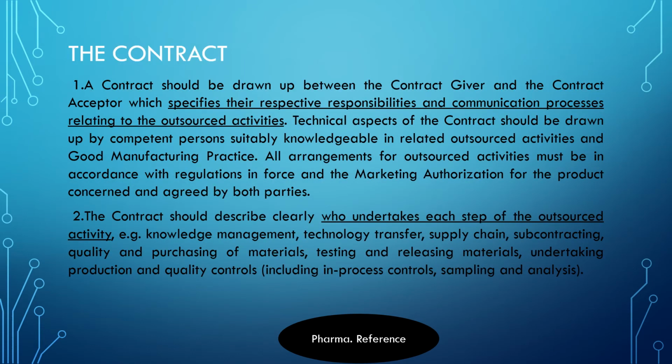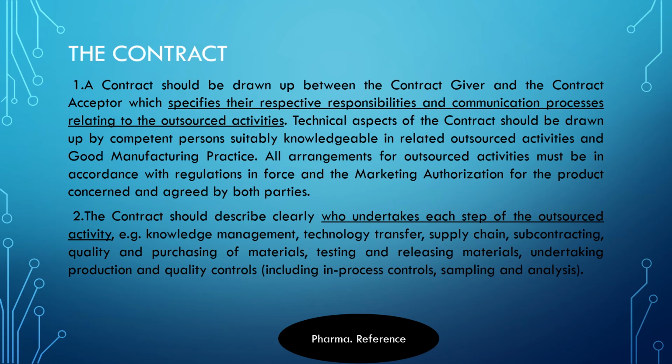The contract. A contract should be drawn up between the contract giver and the contract acceptor, which specifies their respective responsibilities and communication processes relating to the outsourced activities. Technical aspects of the contract should be drawn up by competent persons suitably knowledgeable in related outsourced activity and good manufacturing practice. All arrangements for outsourced activity must be in accordance with regulation in force and the marketing authorization for the product concerned and agreed by both parties.